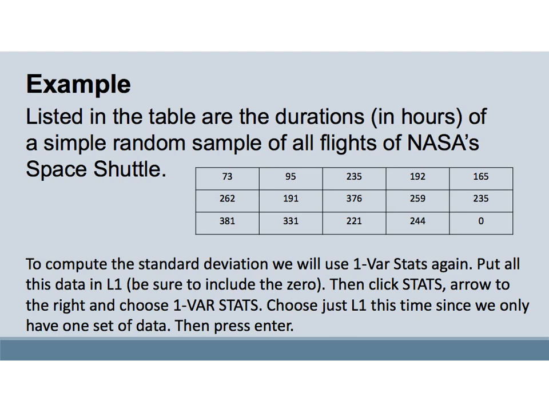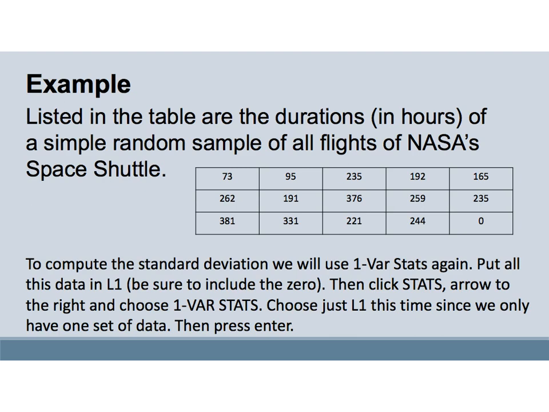We're going to figure out the standard deviation, and we're going to use the calculator to do it. So we're going to use that 1-var stats again. You want to put all this data in L1, including the 0. That's a data value, so make sure you put it in there. Then click Stats, arrow to the right, choose 1-var stats.